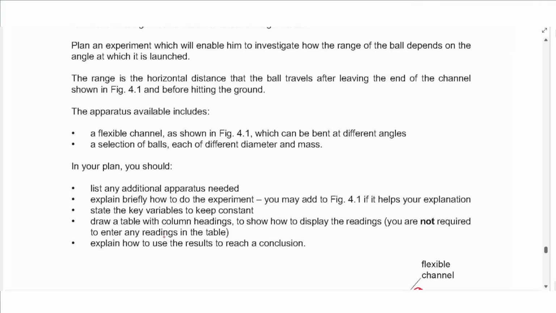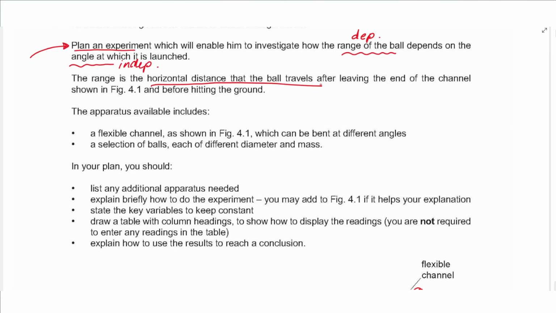But how to identify the dependent and the independent variables? We go to the sentence starting with plan an experiment, and we see the variables, which one affects the other. Here it says plan an experiment which will enable him to investigate how the range of the ball depends on the angle at which it is launched. So the range of the ball depends on the angle, which means this is the dependent variable and this is the independent variable. So we have angle and we have range, which was the horizontal distance that the ball travels after leaving the end of the channel.